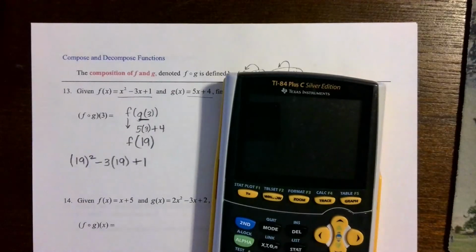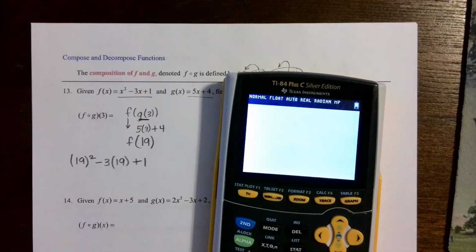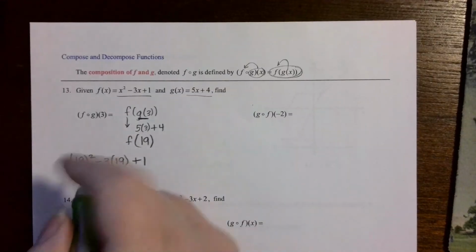Now again, you've got to think about, what am I testing here? Am I testing whether you can square 19 and then multiply and add? No, I'm not testing that. What I'm testing is, do you know how to plug 3 into the g equation and then plug that answer into your f equation. So if you're using a calculator at this point, that's fine. You can use it on your Chromebook, on your phone, or whatever. You don't have to have the fancy graphing one like me. But you've got the 19 squared minus 3 times 19 plus 1. It ends up with 305. Your final answer.